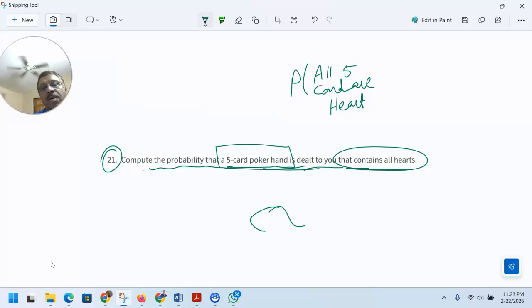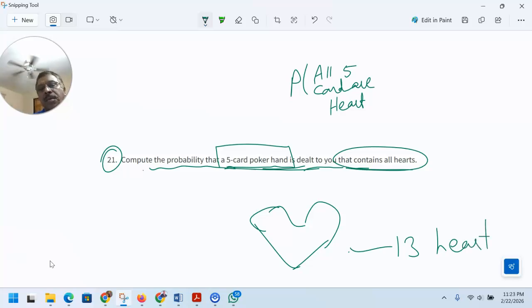So you've got all this. There are 13 hearts from the deck of cards, which has 52 cards. So from 52 cards, you want to know all five hearts. That means how many different ways can you pick them?